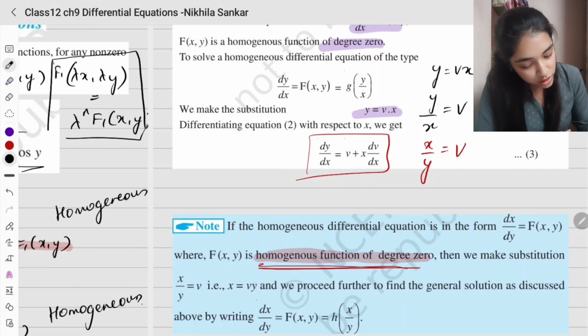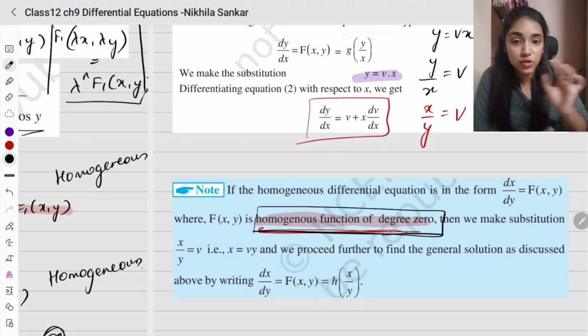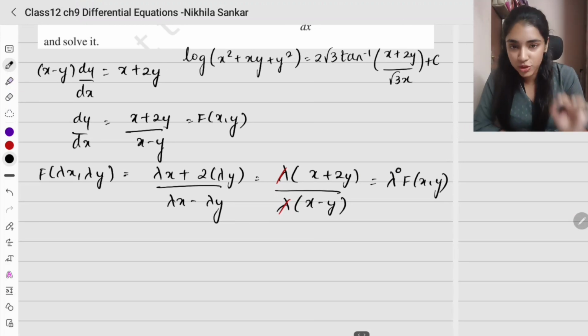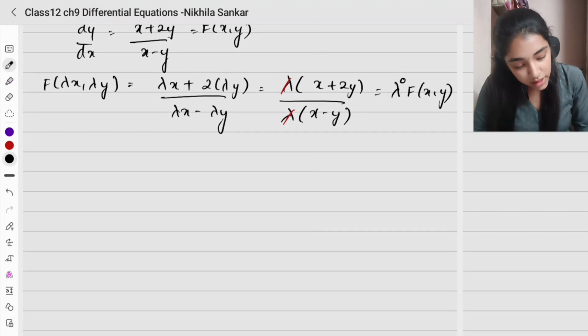In the definition, what did you see? The homogeneous function should be of degree 0, where lambda is to the power of 0. If that is so, it is a homogeneous differential equation. You can further solve it. Okay, done. Now we are going to solve this.